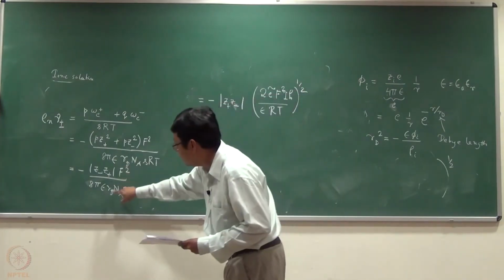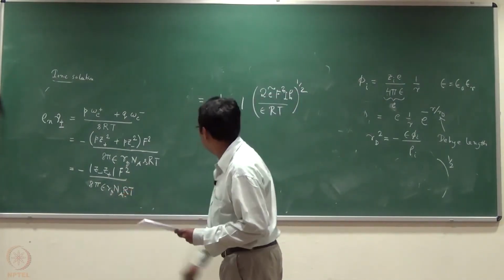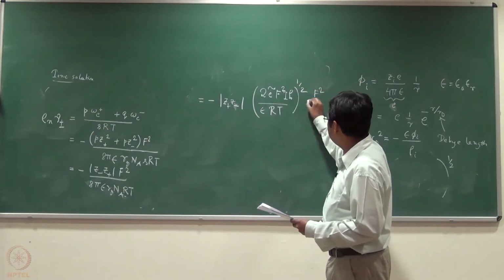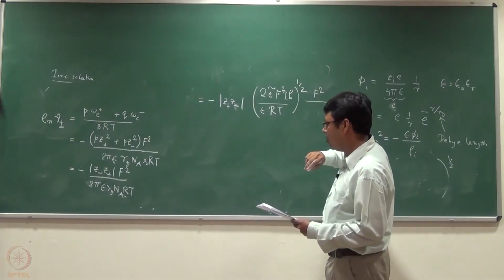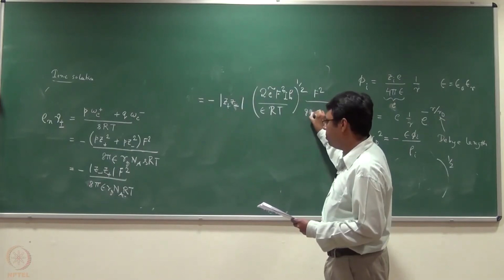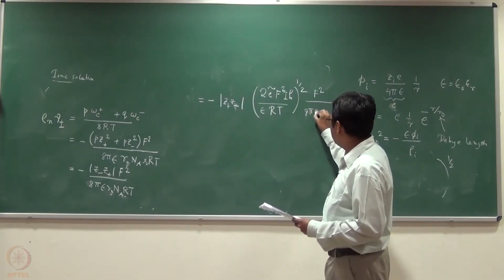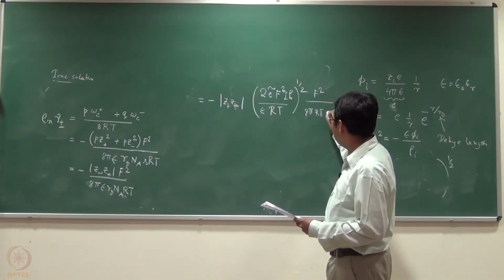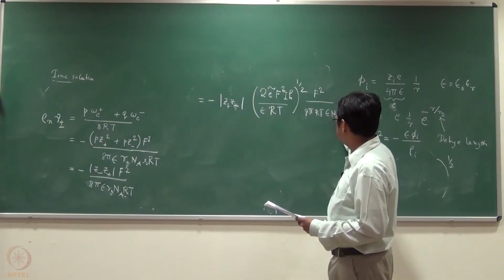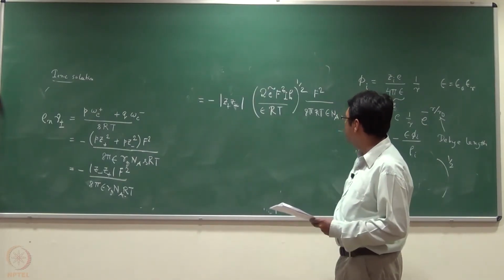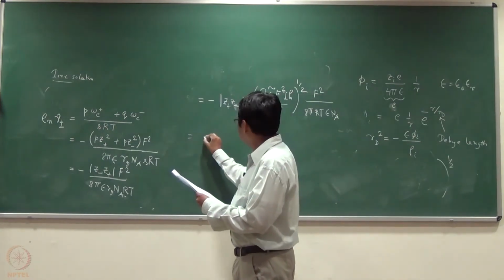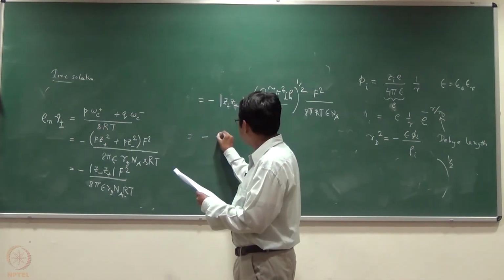That is basically 1 over RT. And I have the rest of the thing, which is basically F square. And then what I have is 8 pi RT, and then I have epsilon n. That 1 over RT I already wrote. So you can just rearrange it. It is basically minus.